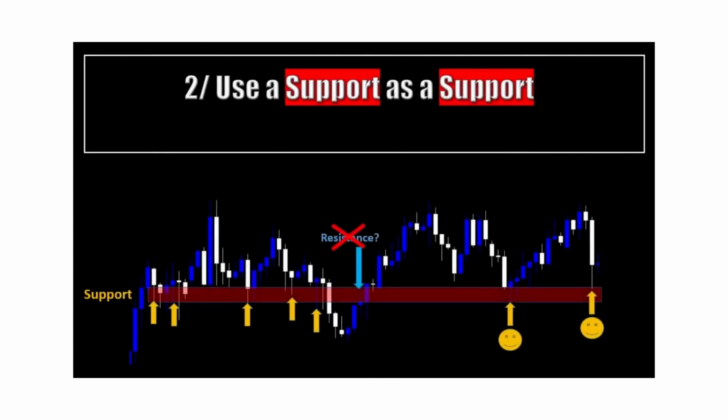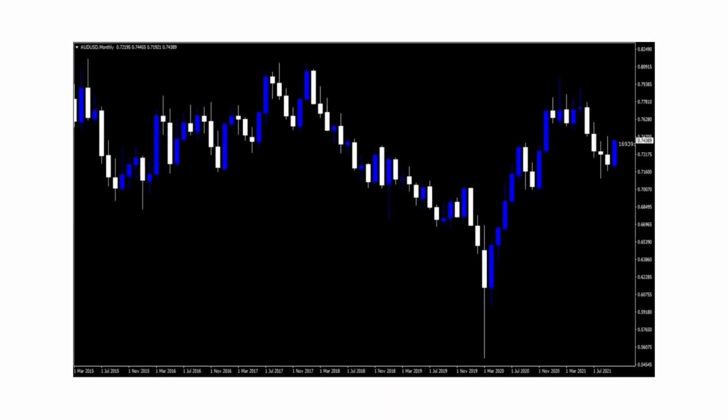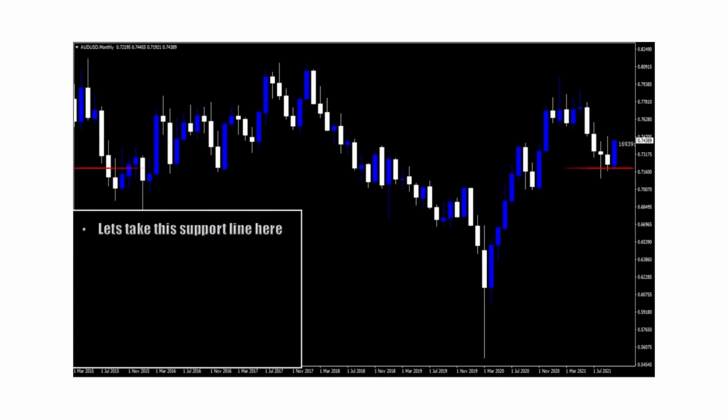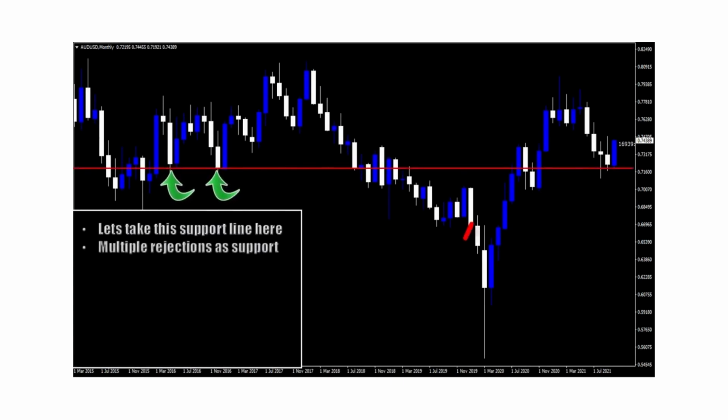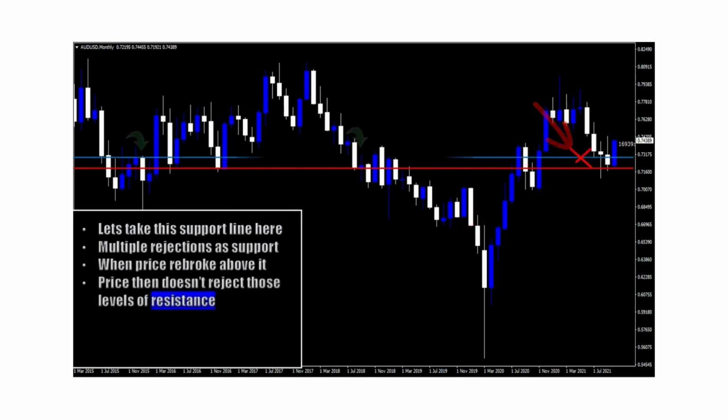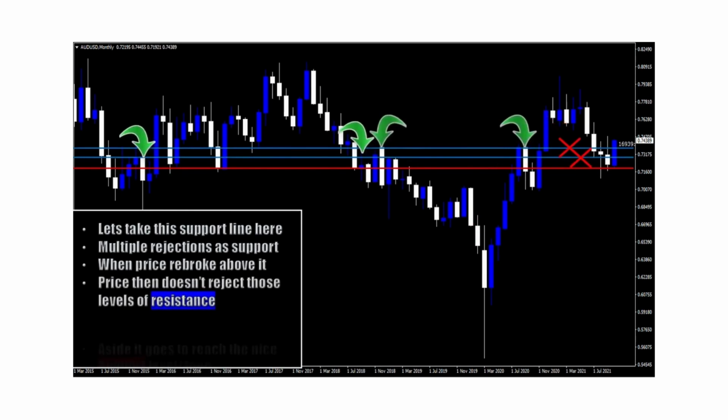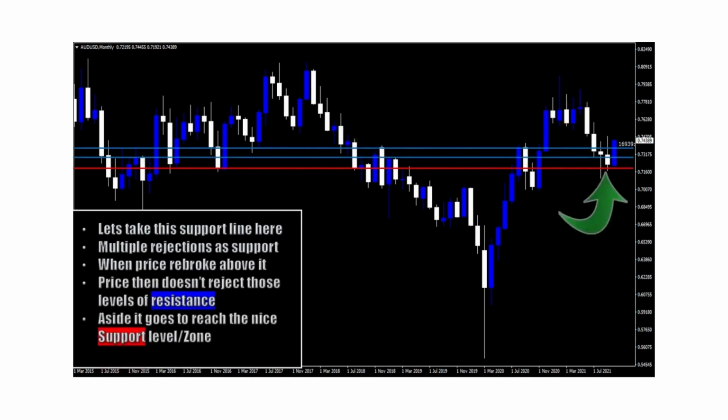Second element, use a support as a support. Back on the AUD/USD monthly chart. Let's take this support line here. Multiple rejections as a support. When price rebroke above it, price then doesn't reject those levels of resistance. Aside, it goes to reach the nice support level zone and reject from it.